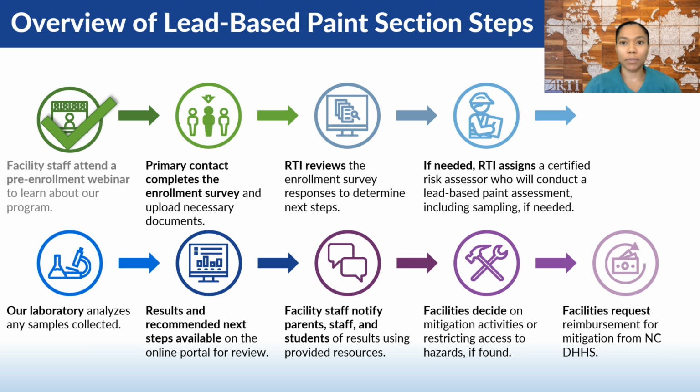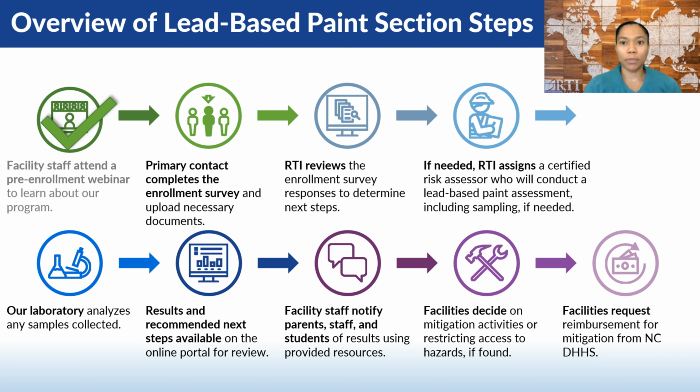After our team reviews your enrollment survey, the next steps may be a facility exemption or an on-site visit, which could include a lead risk assessment or a site verification. We will walk you through each of these and when each one could occur. An exemption from the rule requirement means that your facility does not need an on-site visit for a lead risk assessment or site verification. There is a building age exemption and a prior assessment exemption.